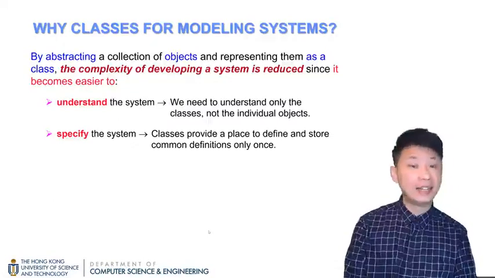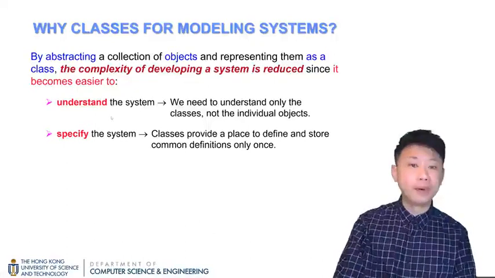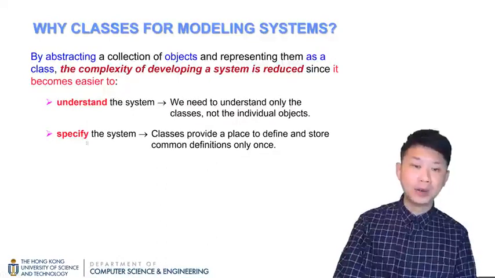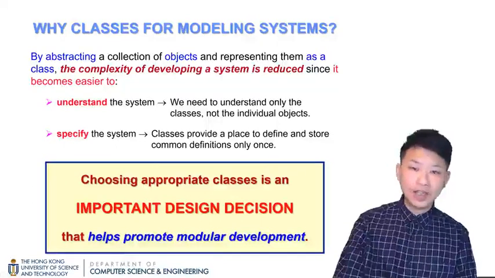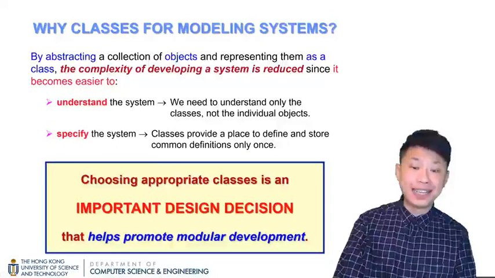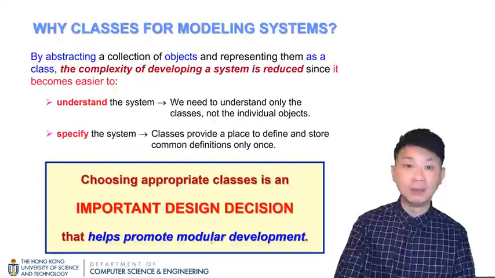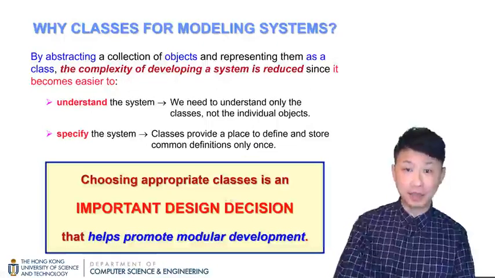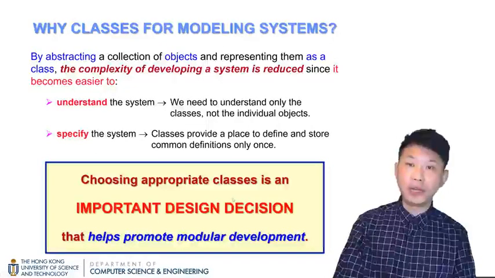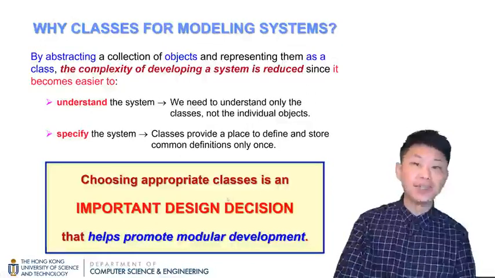By representing the system as a collection of objects and representing them as a set of classes, it's going to help us understand what the important things are within the system, and also in specifying the system. And again, choosing the appropriate classes is an important design decision, and it's going to help promote modularity within the development. That means there are different ways to come up with the classes, and we don't have a single correct way to come up with the classes for modeling the system.